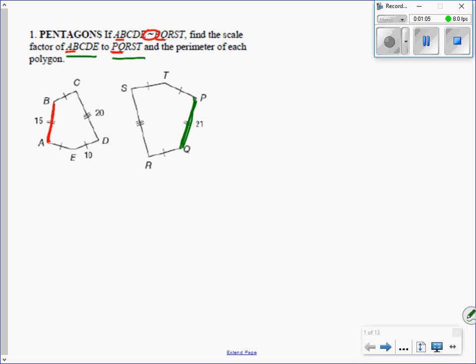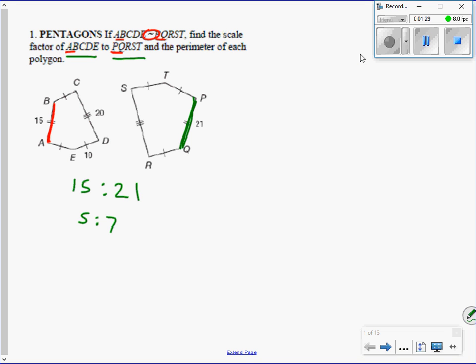That means the red to the green. So the length of the red to the length of the green on those corresponding sides, when you reduce that, you end up with your scale factor. 15 to 21 is the same as 5 to 7. That's your scale factor. Okay?